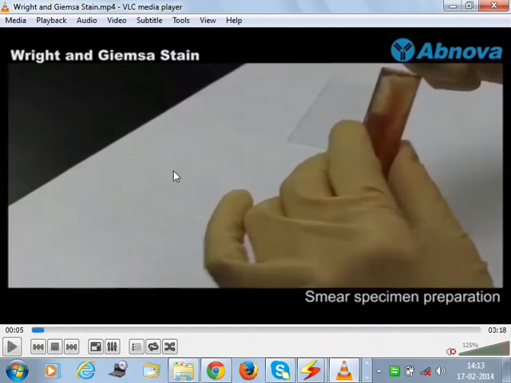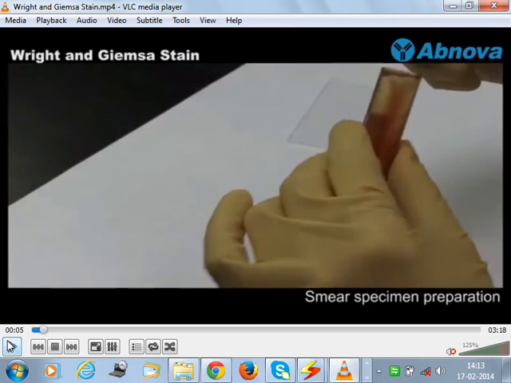Okay, so in this screen, please don't worry about the name of this company, it's not required. Don't worry about the stain that is given here. This is not the stain we use. We use Leishman stain. Your focus should be on what the person is doing here. The smear preparation, how they are doing it, that is what is important.